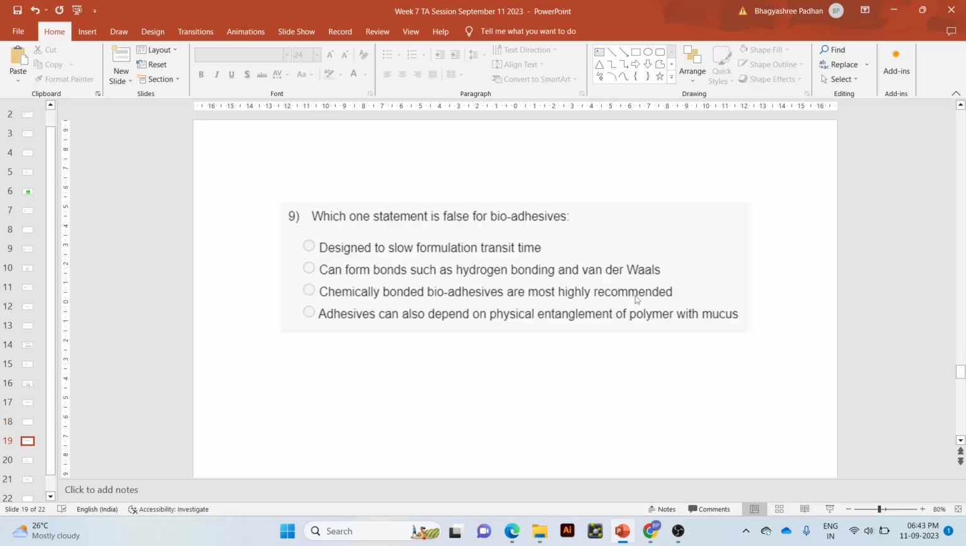Which one statement is false for bioadhesives? It is designed to slow formulation transit time. It can form bonds such as hydrogen bonding and van der Waals. Chemically bonded bioadhesives are most highly recommended. This is the false statement. Chemically bonded bioadhesives are not highly recommended because of their strong bonding, and they are questionable due to biocompatibility issues. Adhesives can also depend on physical entanglement of mucus, which is also a correct option. So the only false statement is that chemically bonded bioadhesives are most highly recommended.